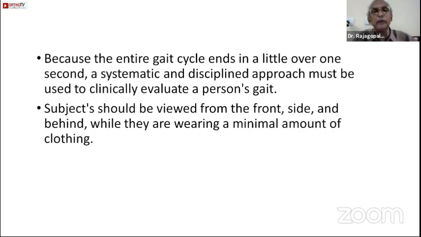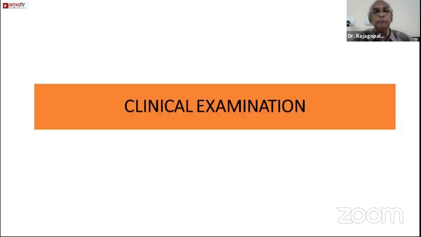Unless you keep seeing it regularly in the OPD, to make sure that when you see a patient with an unstable hip, you see the gait, understand it, take it in. That's the only way you learn. That's all I'm going to say about that.